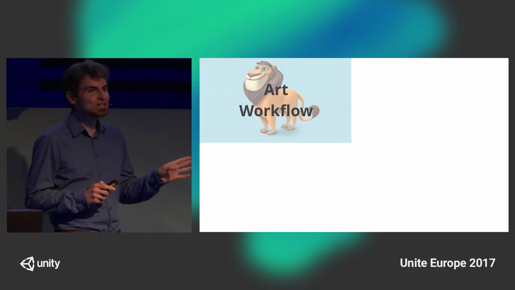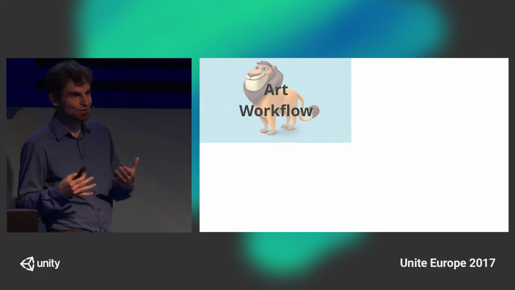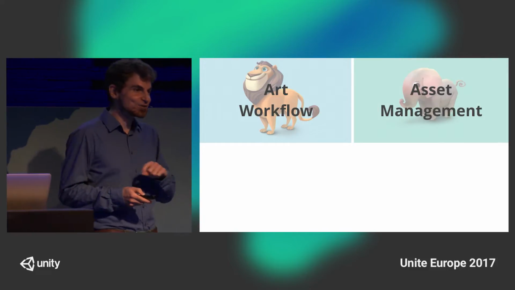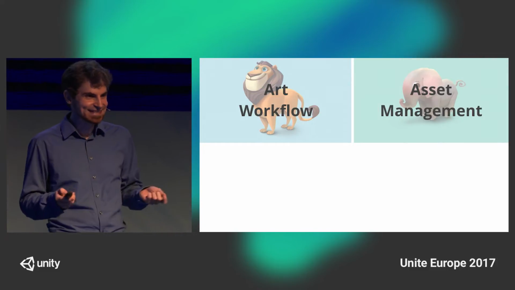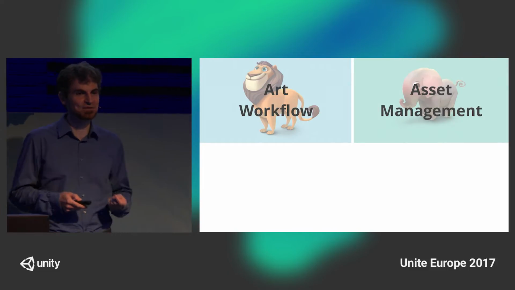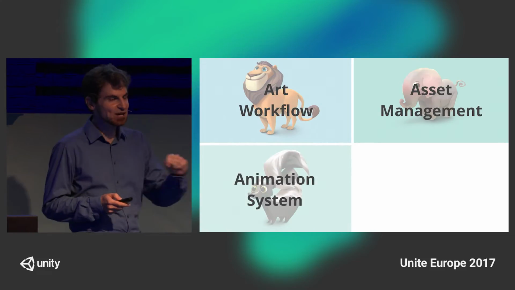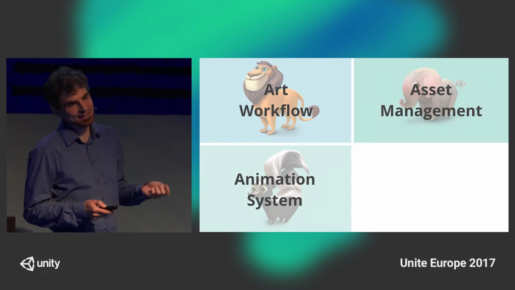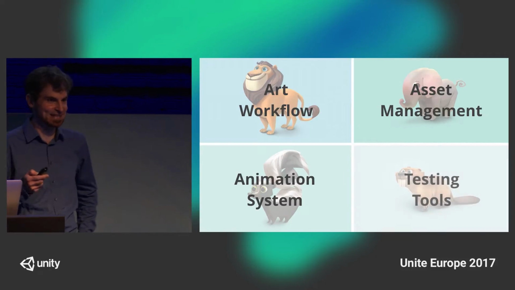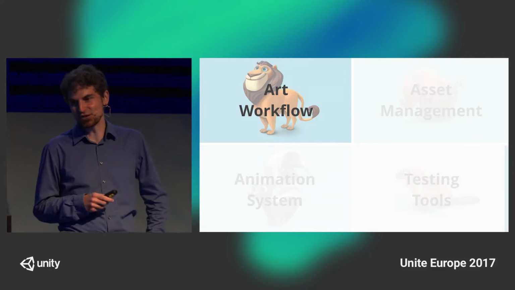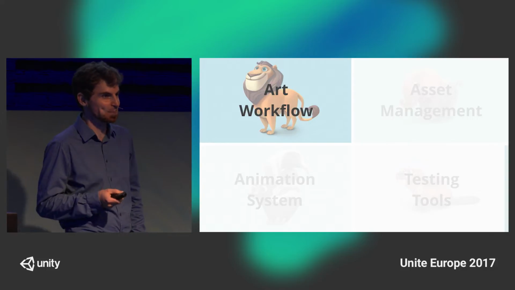First, we want to give you a brief overview of our art workflow, show you our pipeline a bit. Then we want to show you how we manage our assets and some of the problems we faced there and how we solved them. Then we jump into our animation system that we wrote. And finally, we want to talk about how we test. But let's start with the first step, a brief overview over the art workflow.